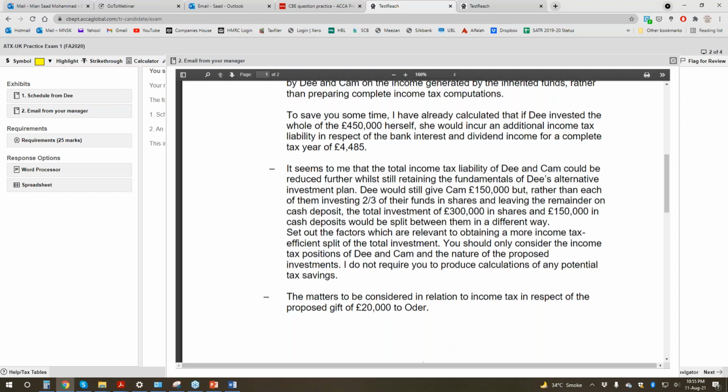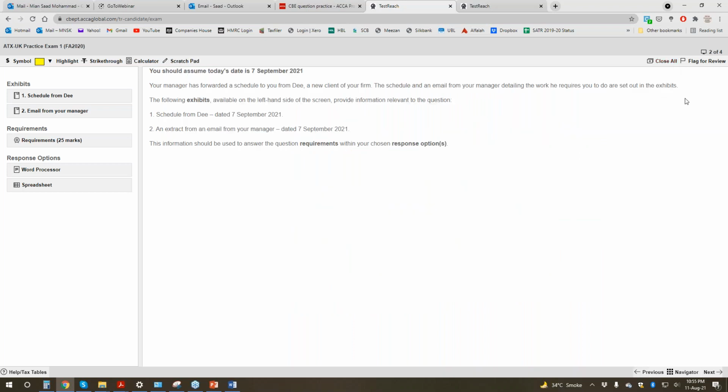The matters to be considered in relation to the income tax in respect of the proposed gift of 20,000 to Oder. I don't know who Oder is. So let's read the question now, guys. You can see that you have many questions in mind while reading these requirements.